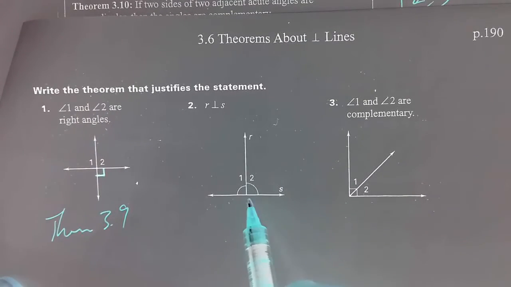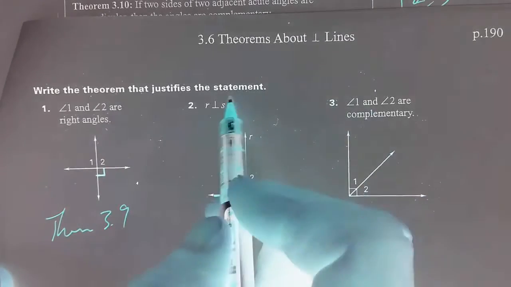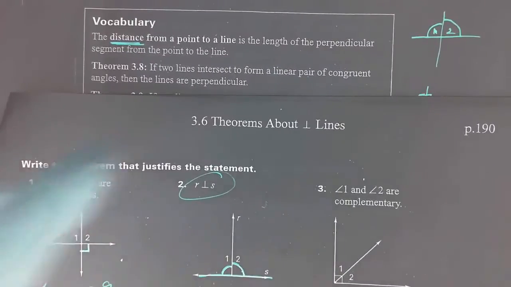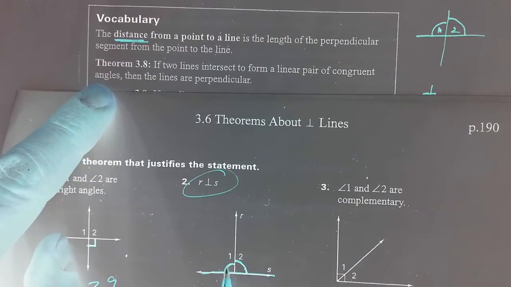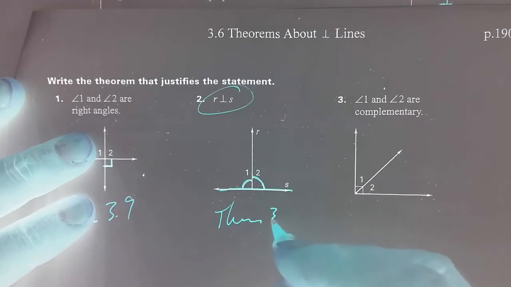In number 2, I got 2 angles here. They're forming this straight line, and this is indicating that they are congruent. And the statement says that means those 2 lines have to be perpendicular. What theorem is that? It is. 3.8 says, if 2 lines intersect to form a linear pair of congruent angles, here's 2 lines intersecting, they're forming a linear pair, and the angles are congruent, then the lines are perpendicular by theorem 3.8.